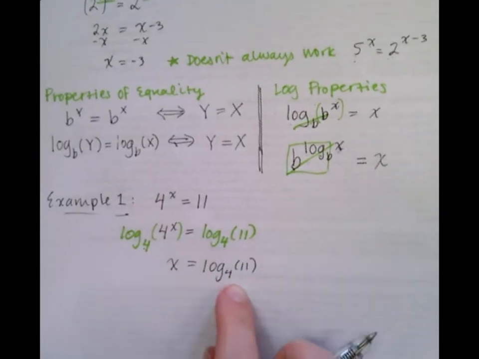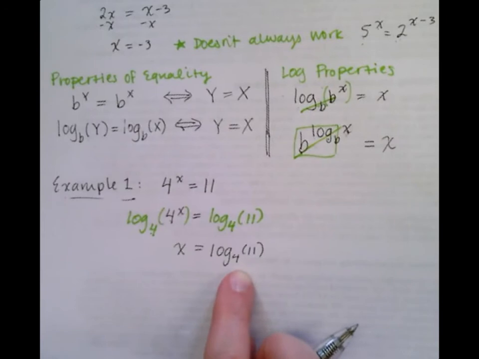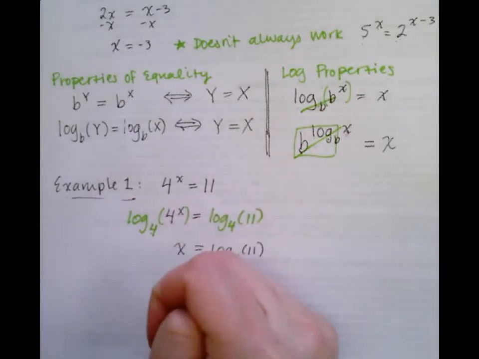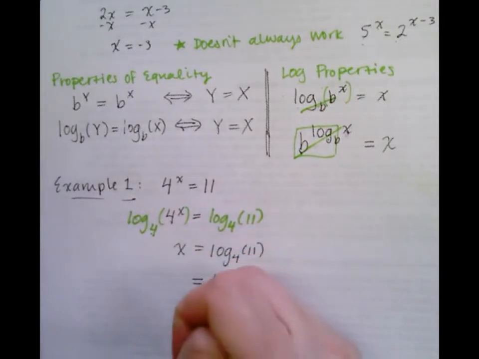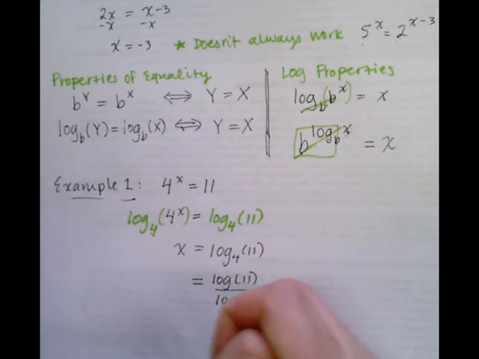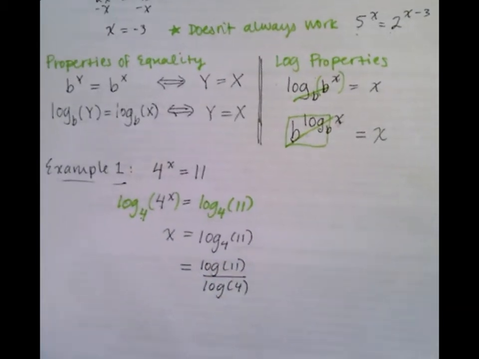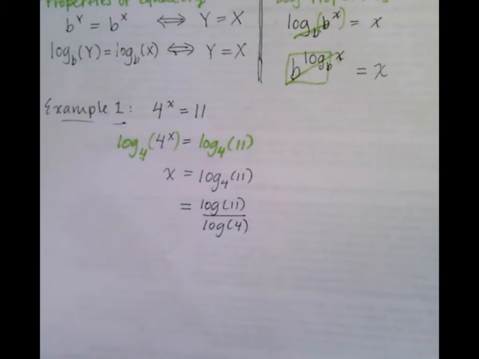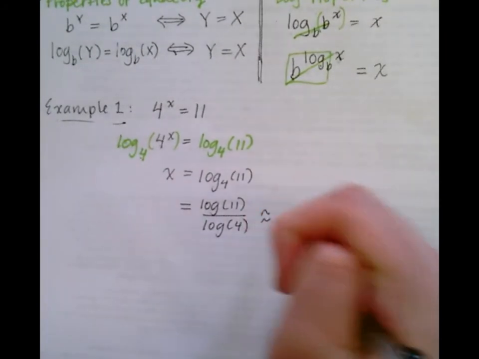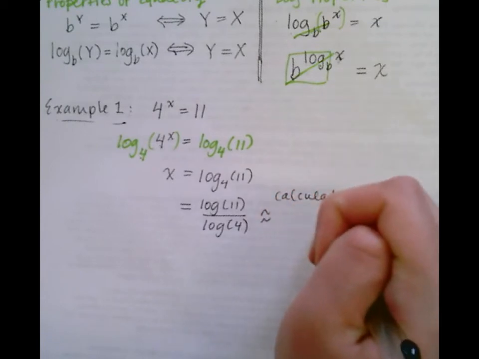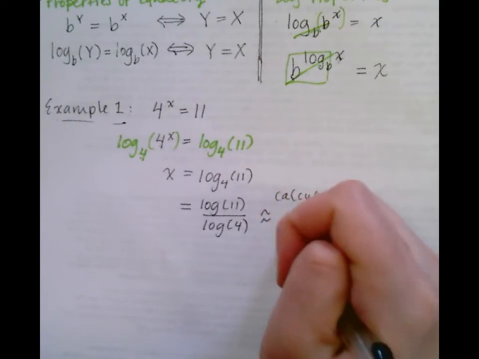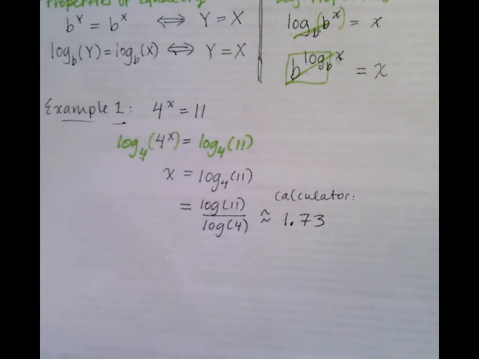Now, I don't actually know what the value of log base 4 of 11 is, but I could rely on my calculator. So I could do the change of base formula, which would be log of 11 over log of 4. And if you type this into your calculator, you'll get an approximate answer of 1.73 for x.